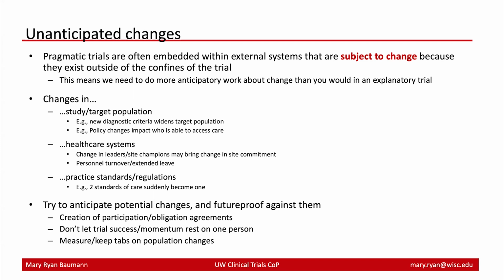Try not to let the success or momentum of the trial rest on one person. This can be particularly challenging when you have one really strong site champion, and then all of a sudden that site champion leaves for some reason, and there isn't really the enthusiasm to participate for everyone else in the site, in which case you might have site dropout. And then really try to measure and keep tabs on your population changes, just so you understand how the changes are impacting what's going on in the trial.